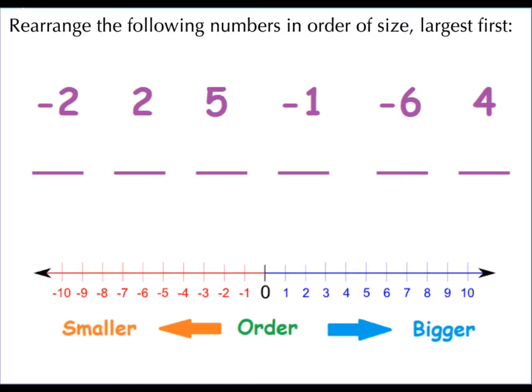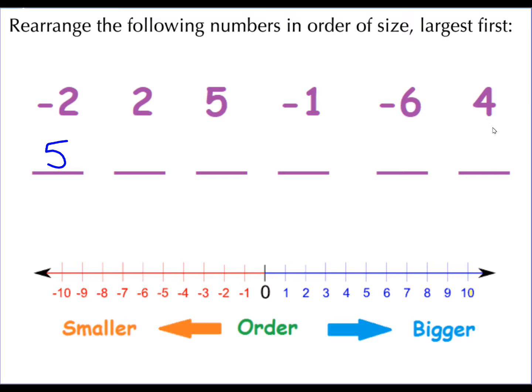Have some practice here. I'd like you to rearrange the following numbers in order of size, starting with the largest number. I've put the number line at the bottom to help you for this initial exercise. So looking at our numbers, the number furthest to the right is the number 5. So 5 is the first number that we're looking for.